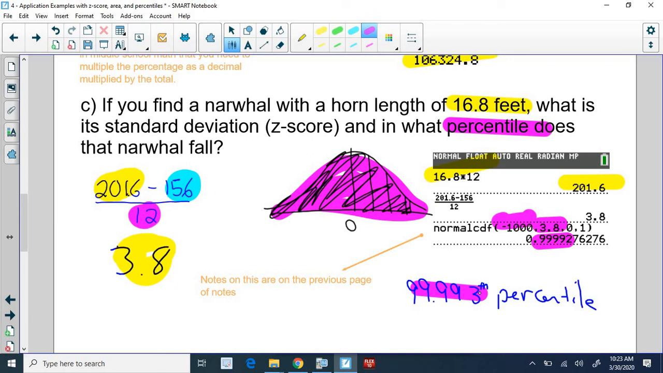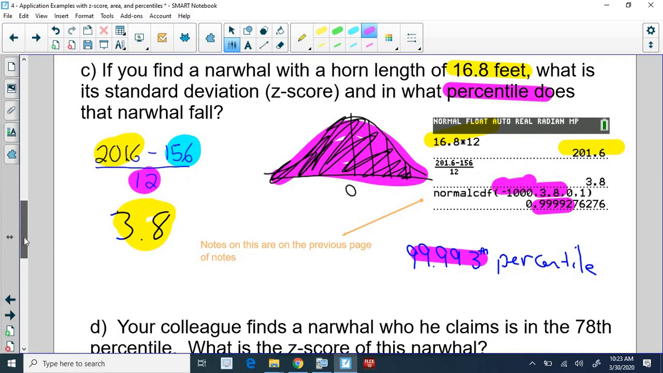So on the SAT, if you're in the 99th percentile, it's basically impossible to say you're in the 100th percentile because that's just basically unheard of. So be very happy if you ever see something like a 99th percentile, especially if you get a 99.9 percentile.